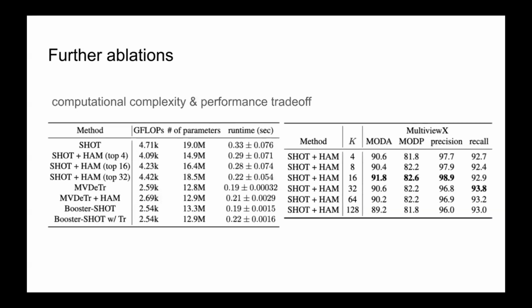I'd like to introduce some further ablations regarding computational complexity and performance. As I said before, we are taking the top K channels in our channel gate second part. So you can tune this actually to fit your computational complexity and performance needs. On the right side, you can see that for our 5 homography default case, top 16 has the best performance. And on the left side, you can see how the computational complexity differs depending on the top K value. And on the bottom, you can see that actually Booster Shot is not computationally costly and also has a quite fast runtime.